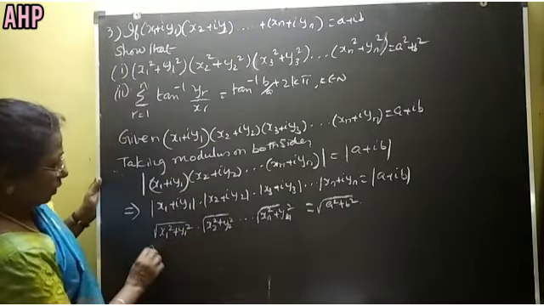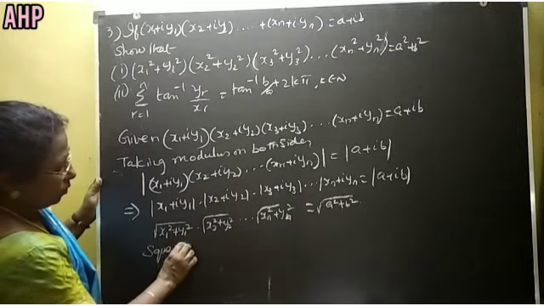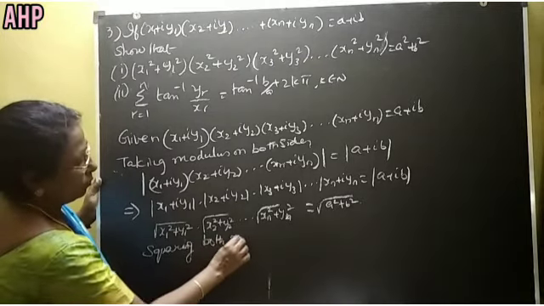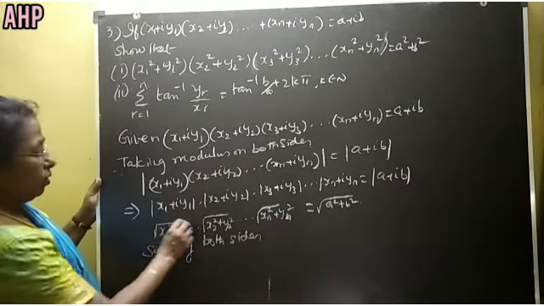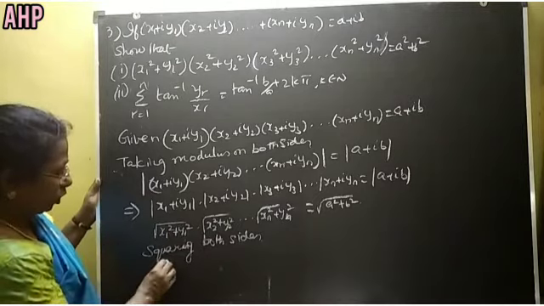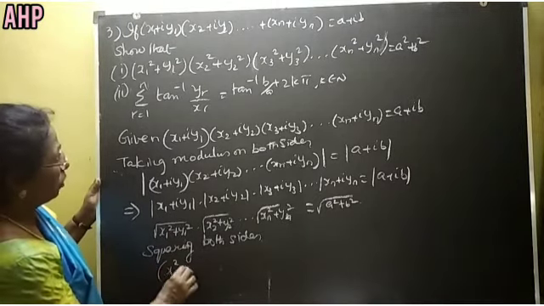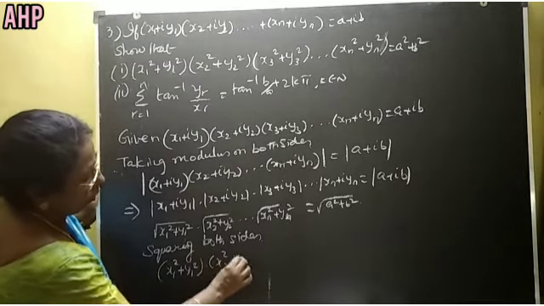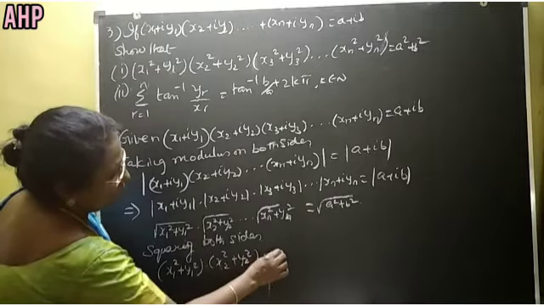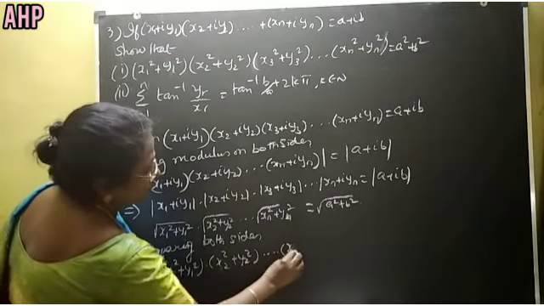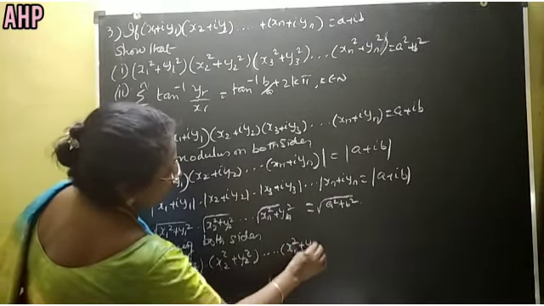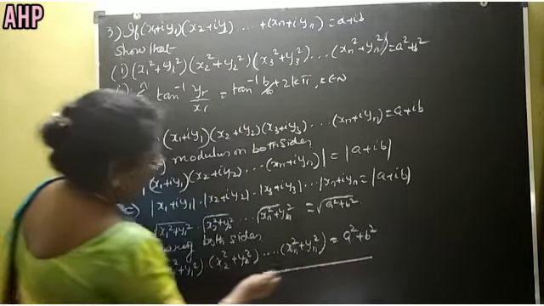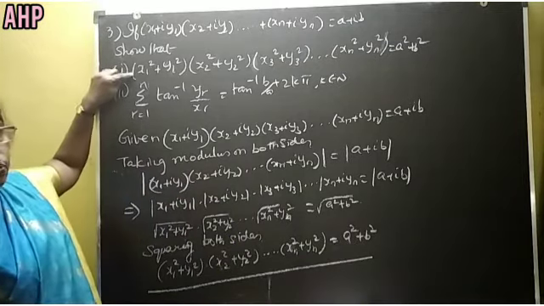Now squaring both sides, what do we get? The square root sign will vanish and you get (x1 square + y1 square)(x2 square + y2 square)...(xn square + yn square) is equal to a square + b square. This is what we are asked to prove, the first part.